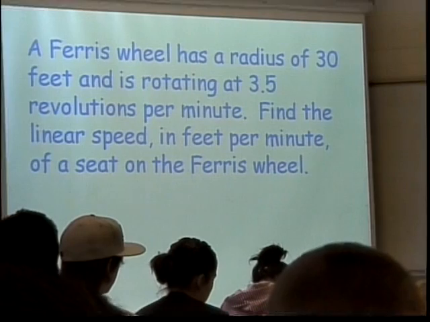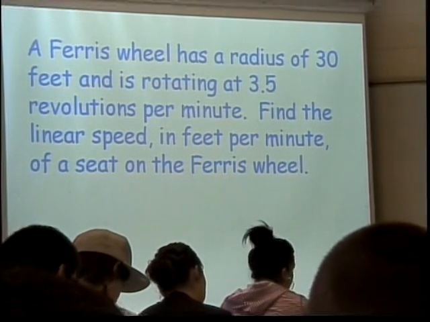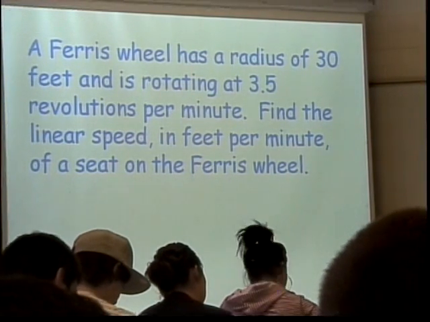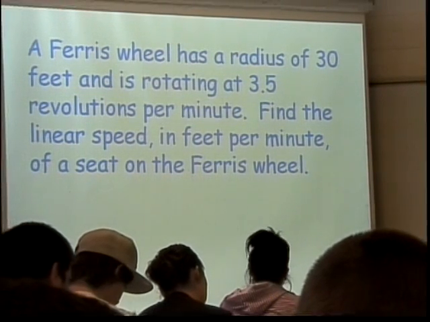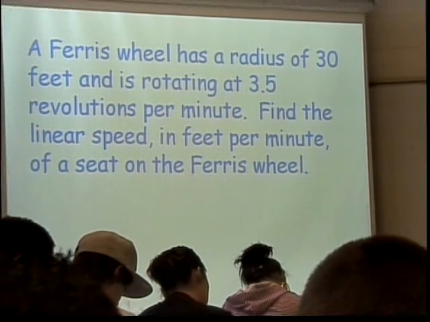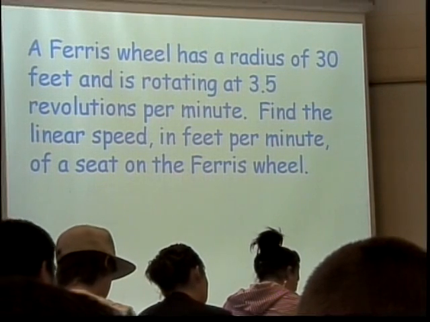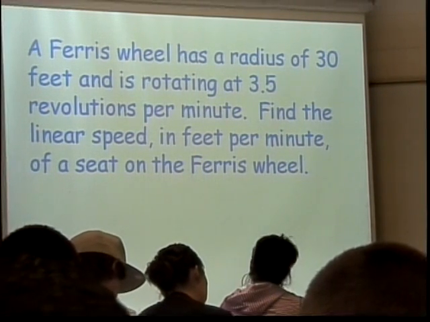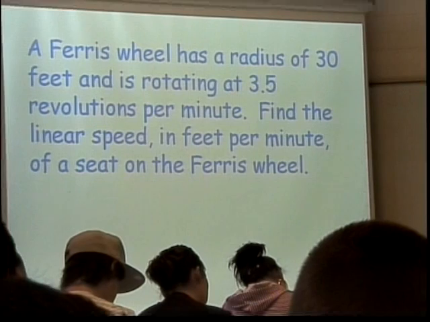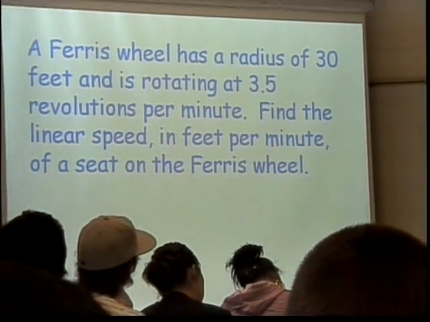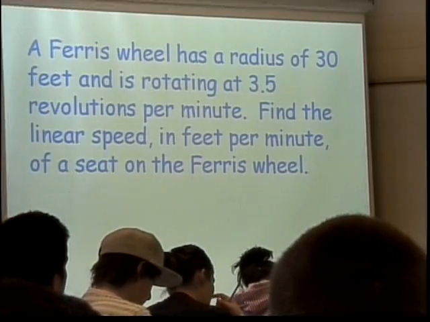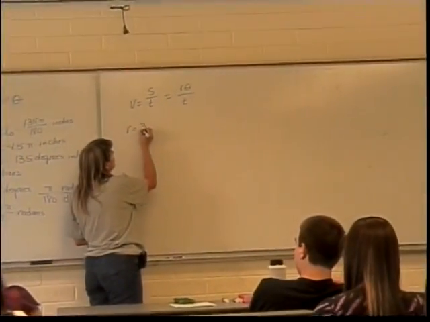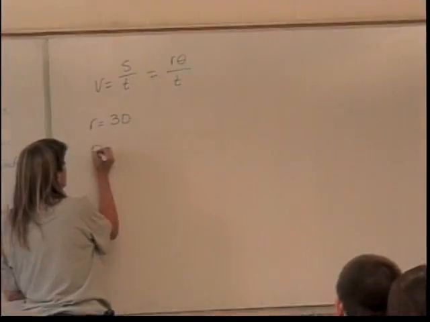Okay, what was our linear speed formula? V equals S over T, and our S was R times theta, and then we're going to divide by T. All right, what's R for this problem? 30. The radius of our Ferris wheel is 30, right? What's theta for this problem?